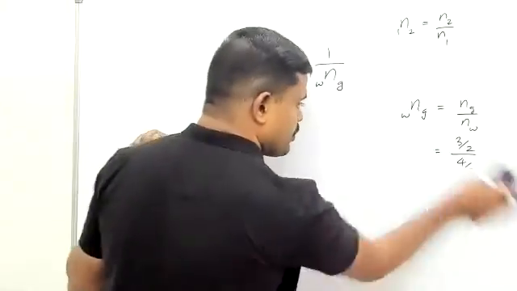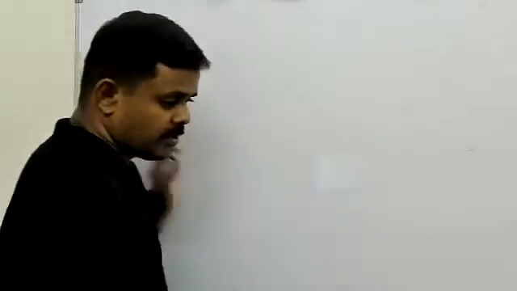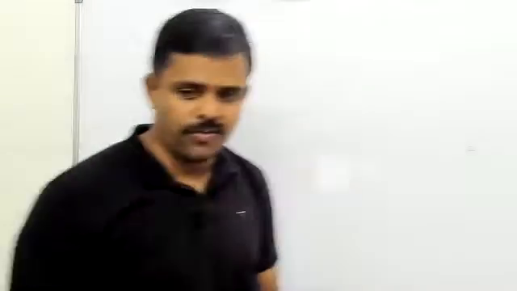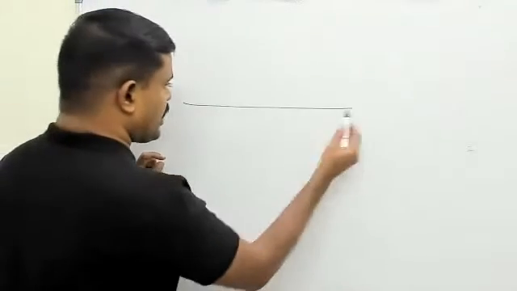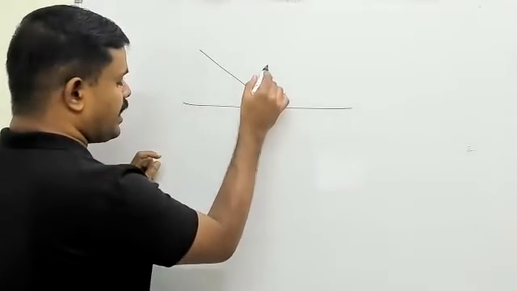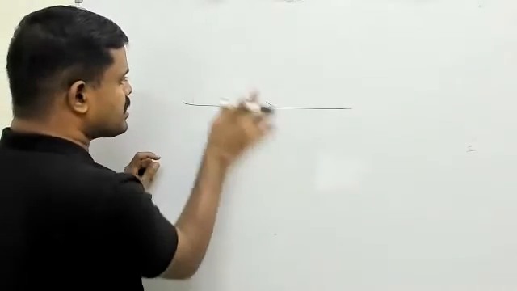So that's again an important question. It's the previous one. Next one is also very important. A ray of light. It's a little difficult. It's a previous JEE question as well. A ray of light is incident at an angle I from denser to rarer medium.